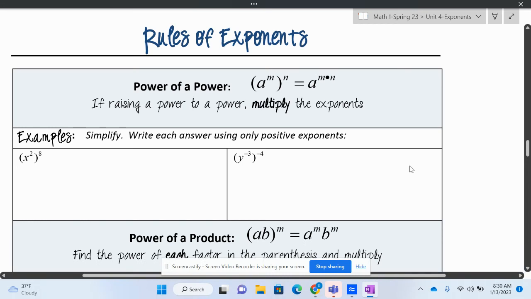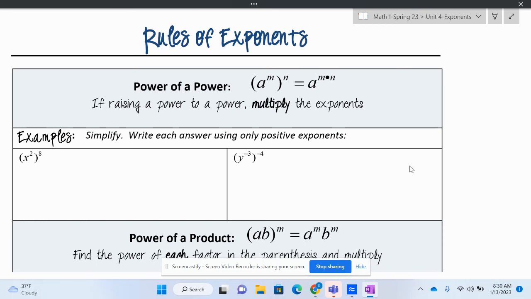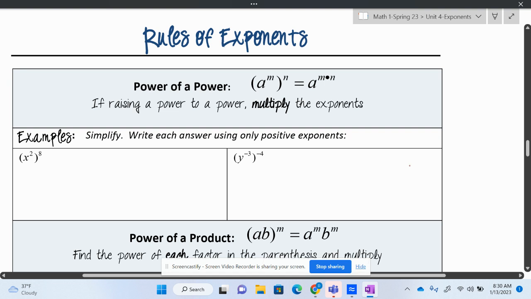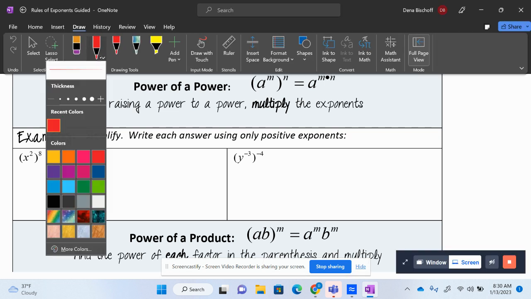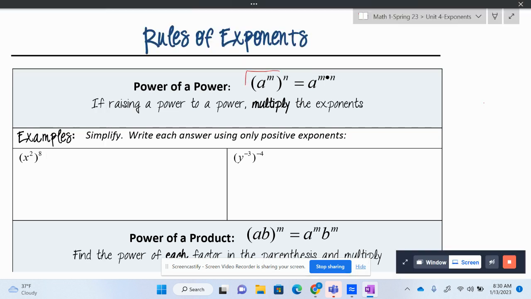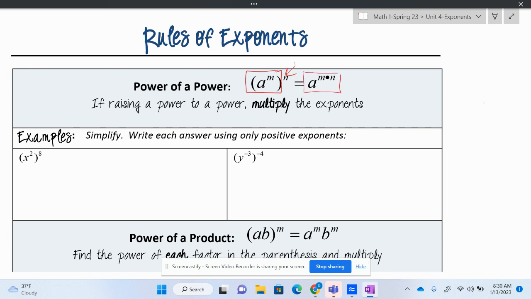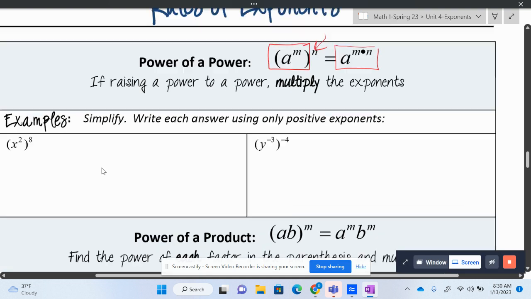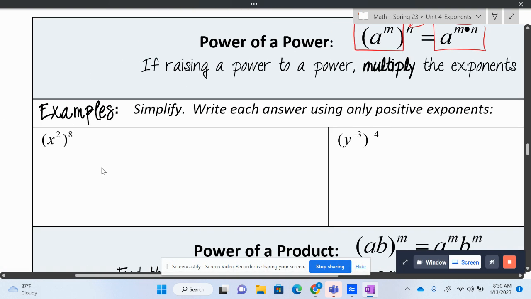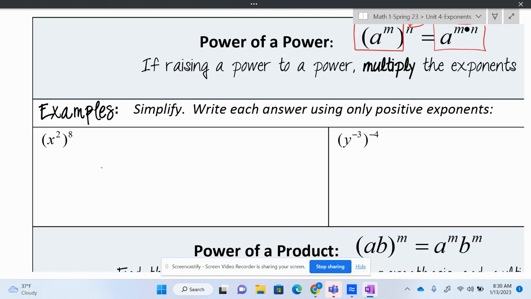So it says, when you have a power of a power, if you're raising a power to another power, so if you've got something here with another exponent on the outside, the rule is that you multiply the two exponents. Let's see why that works, because I think that that's important to understand.